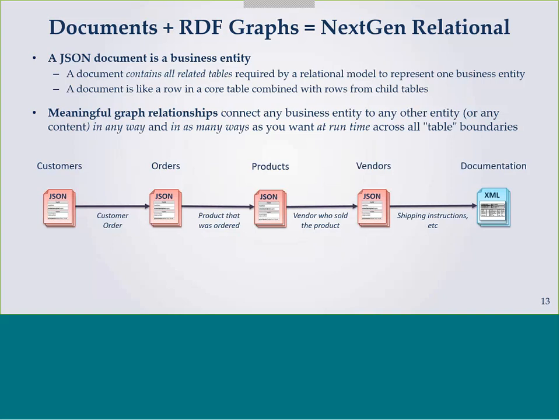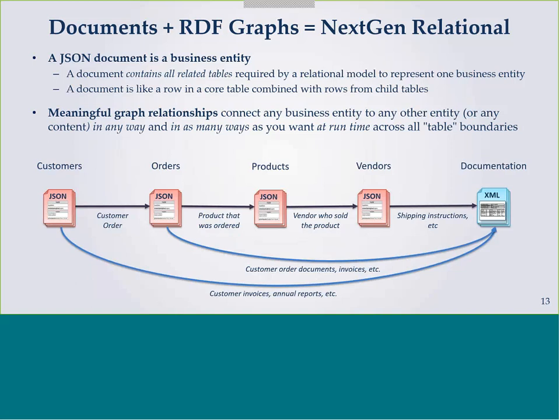I can associate documentation like XML with these JSON data objects by saying the shipping instructions for this vendor and this product are in this XML document. I can say a customer invoice for this order, annual reports for the customer, their tax forms are in XML documents. I can say the customer's order documents and invoices are in XML. I can have product manuals and vendor order forms, everything can be in XML that we deliver to customers as reports and documents. Our data is in JSON, our content is in XML, and graph connects it all together.